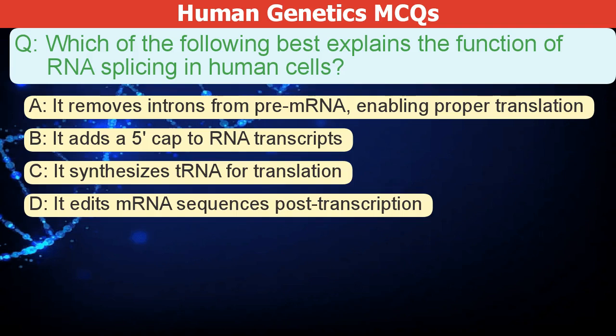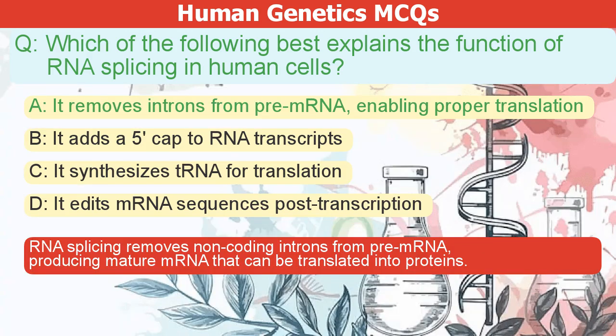Which of the following best explains the function of RNA splicing in human cells? A. It removes introns from pre-mRNA, enabling proper translation. B. It adds a 5' cap to RNA transcripts. C. It synthesizes tRNA for translation. D. It edits mRNA sequences post-transcription. The correct answer is A. RNA splicing removes non-coding introns from pre-mRNA, producing mature mRNA that can be translated into proteins.